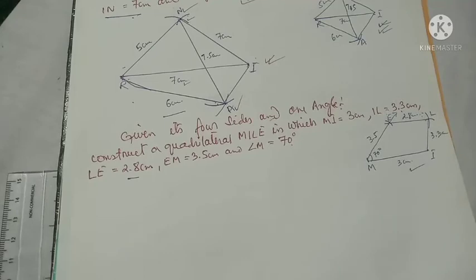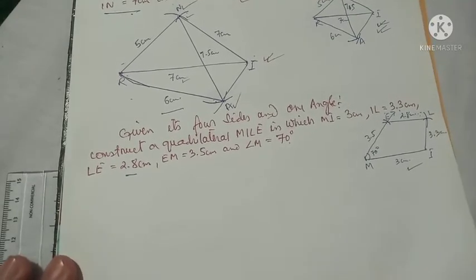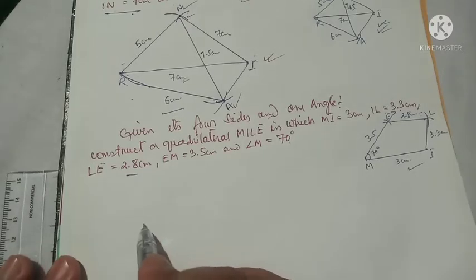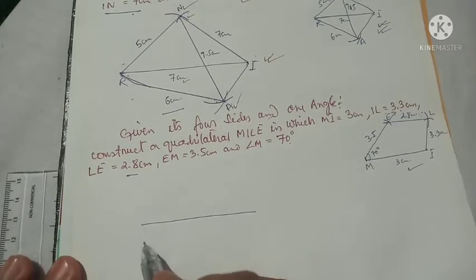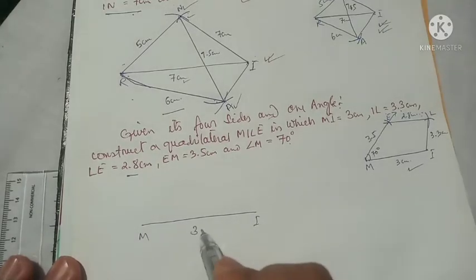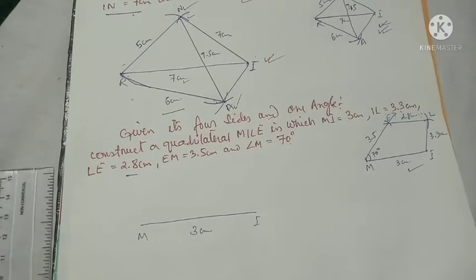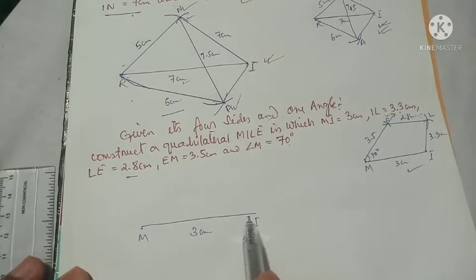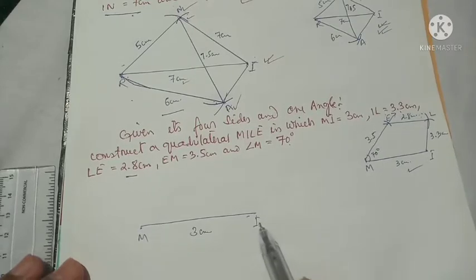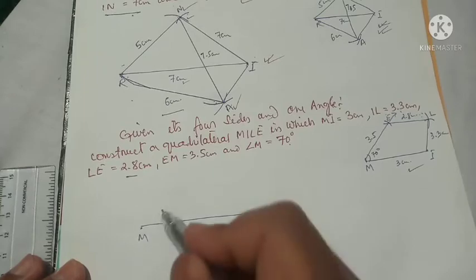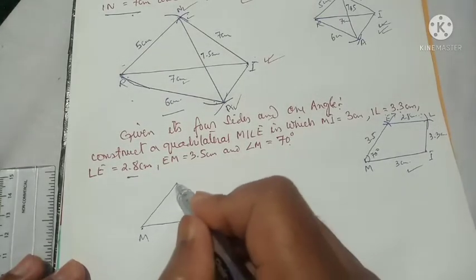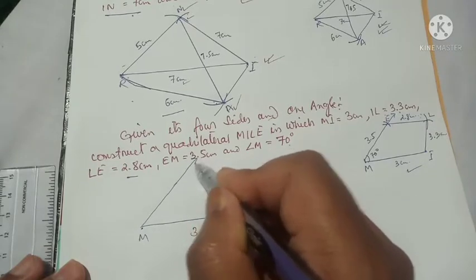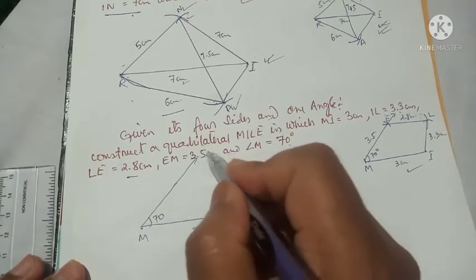Okay, now the steps of construction. In the steps of construction, first draw a line segment MI equal to 3 centimeter. Now we'll draw one line segment here, that is MI, 3 centimeter. In the second step, at the point M on the line MI, we draw angle IMX equal to 70 degree. With the help of the protractor, we draw one angle that is 70 degree. This we call the ray X.